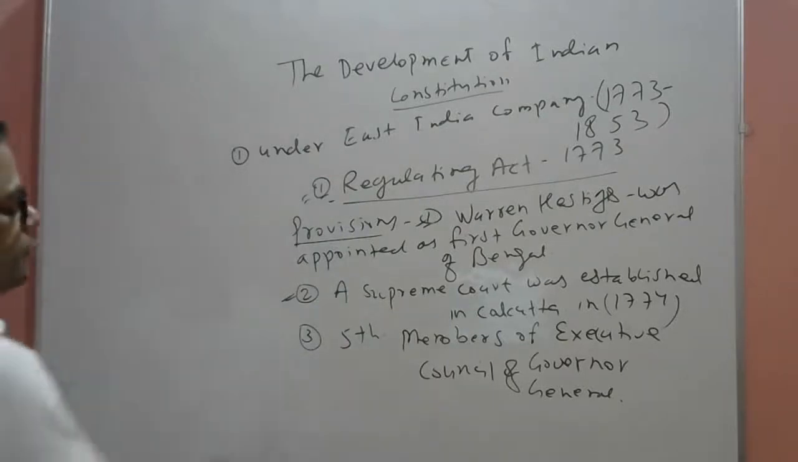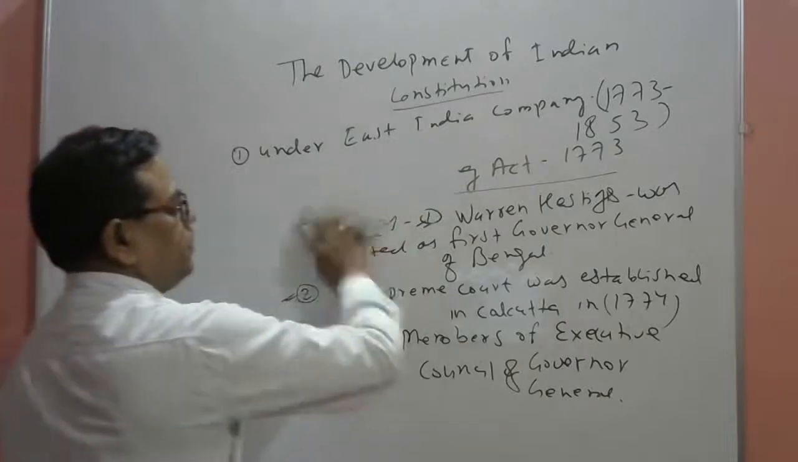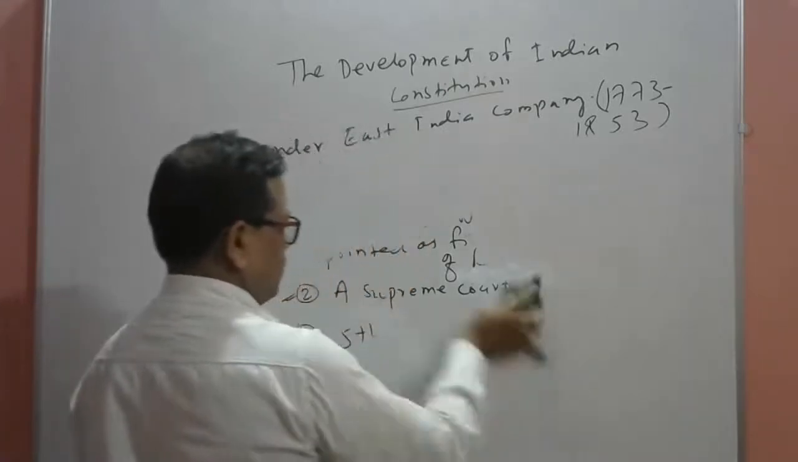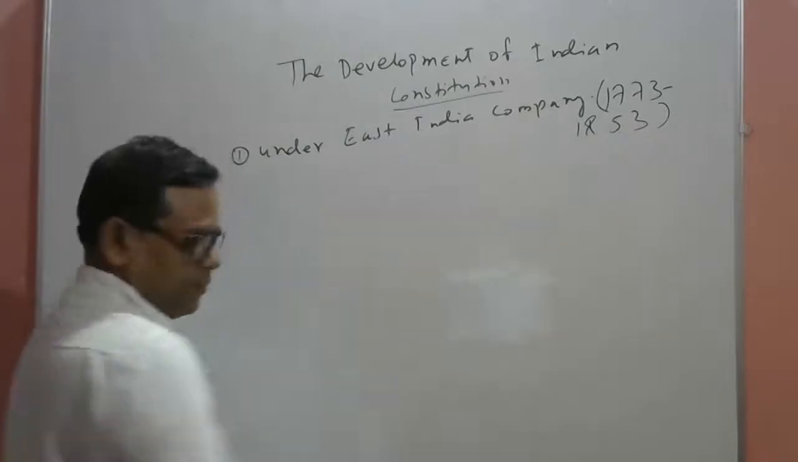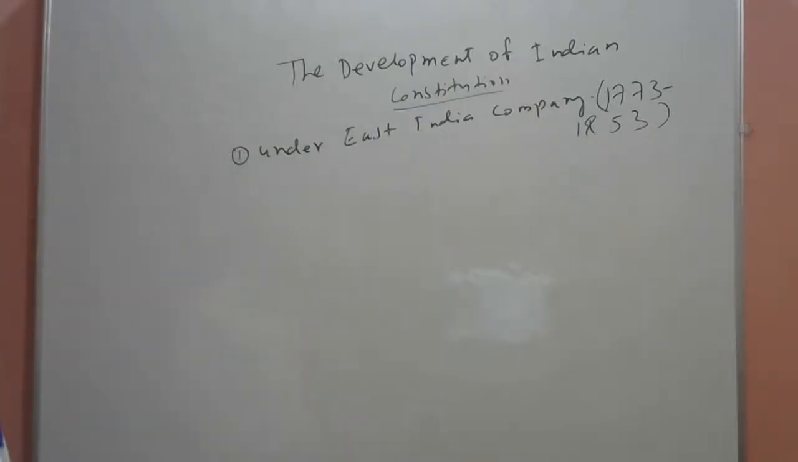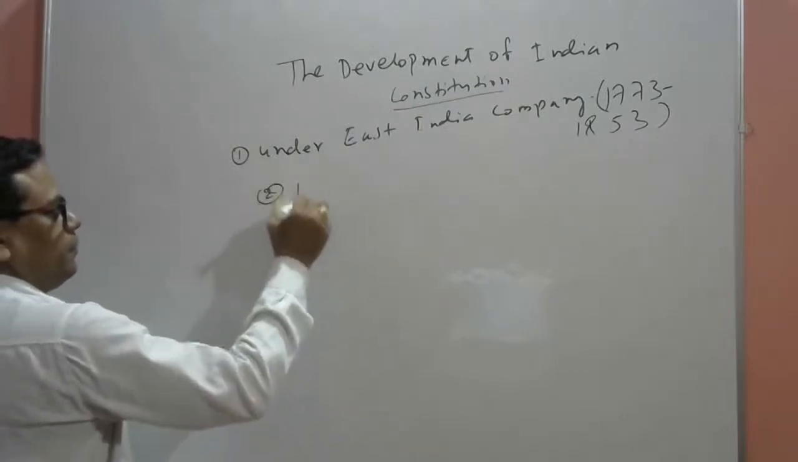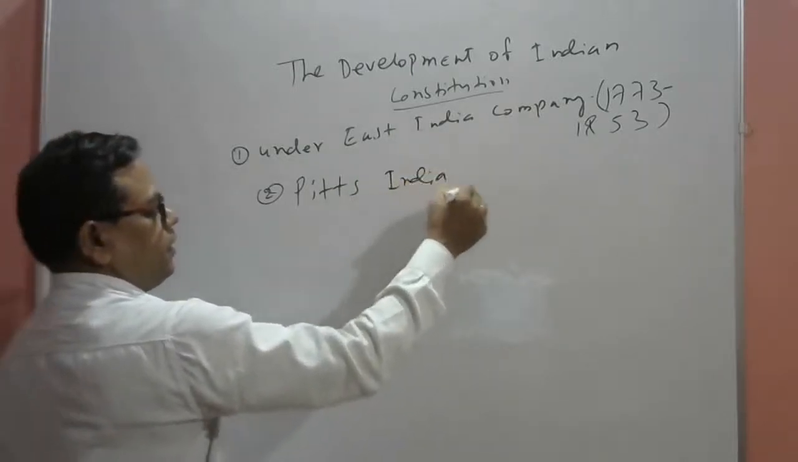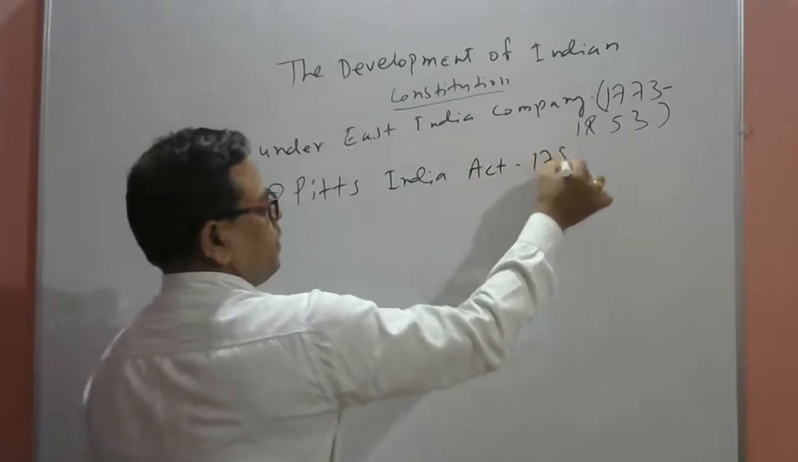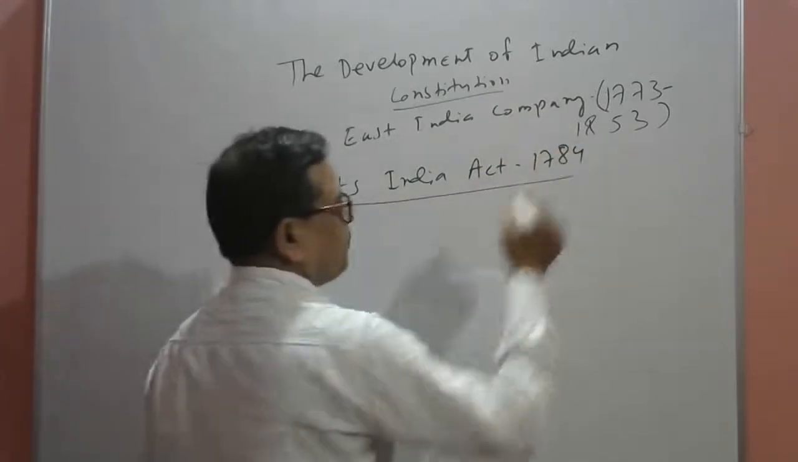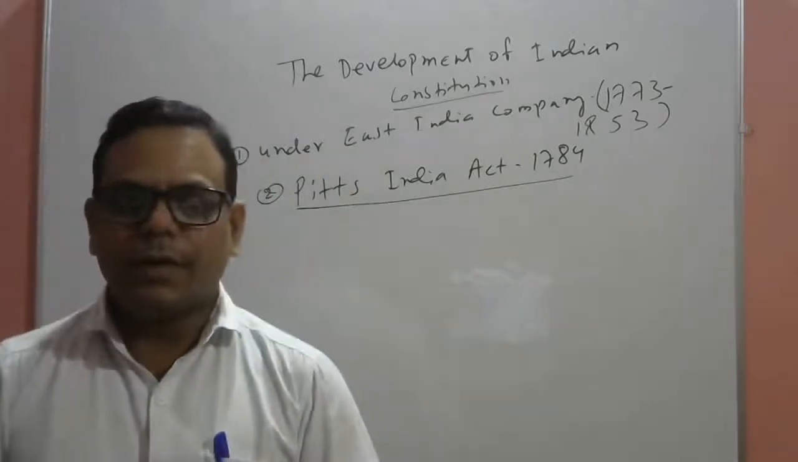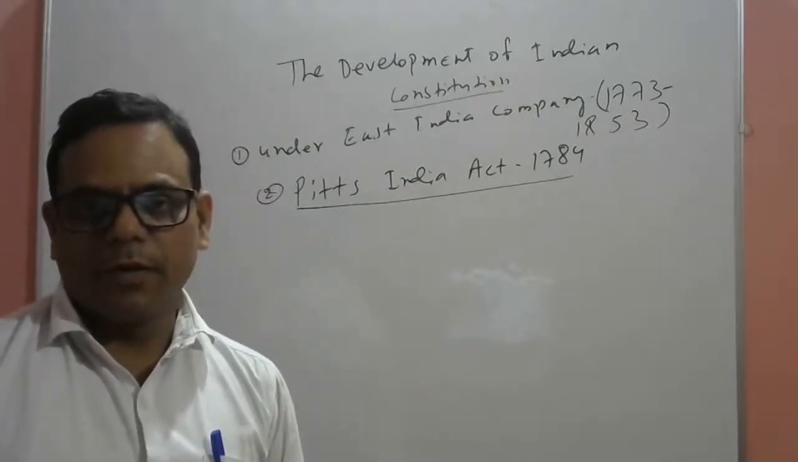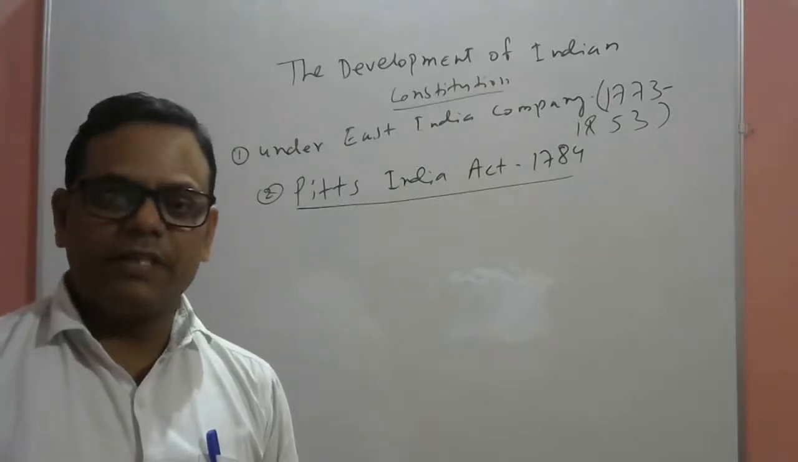Next, and second, it's India Act 1784. This is the second important provision or act which has been passed by British Parliament.